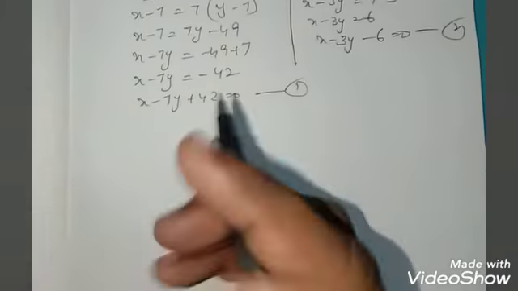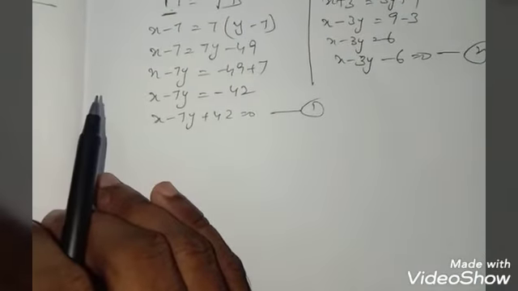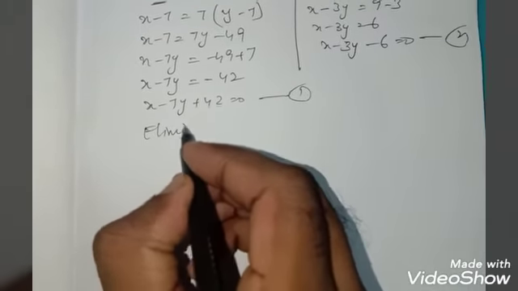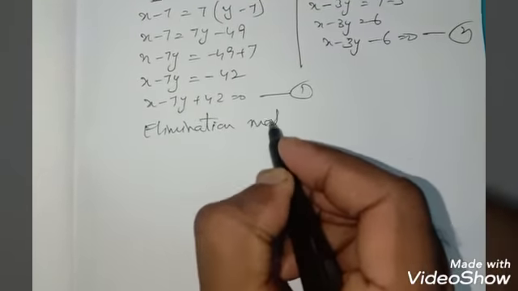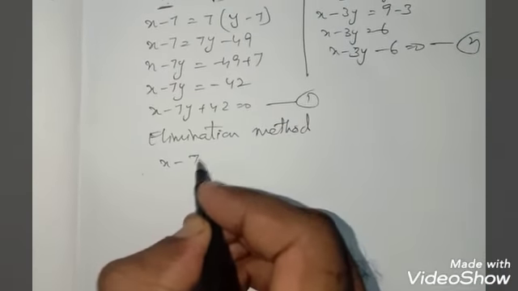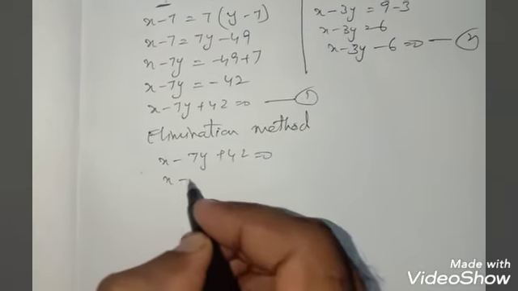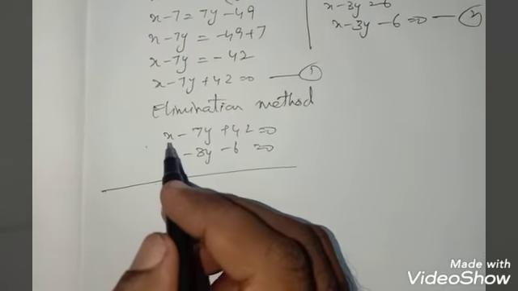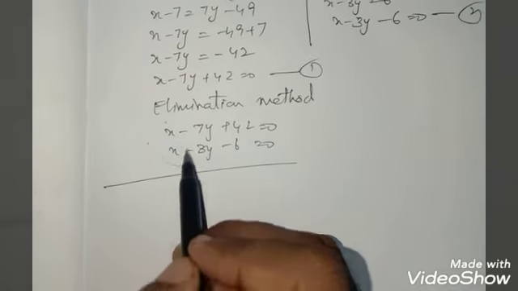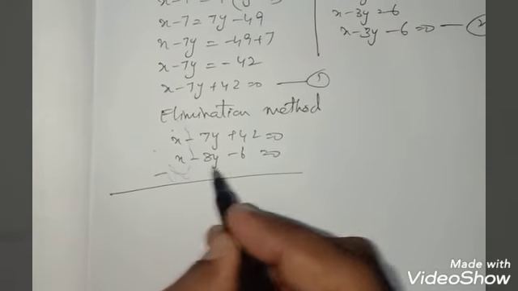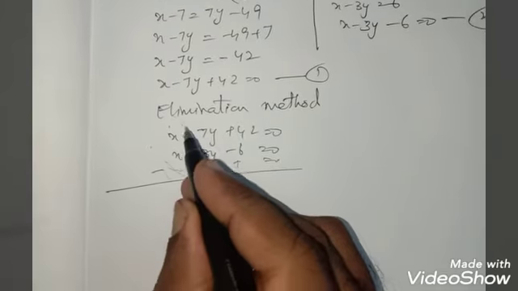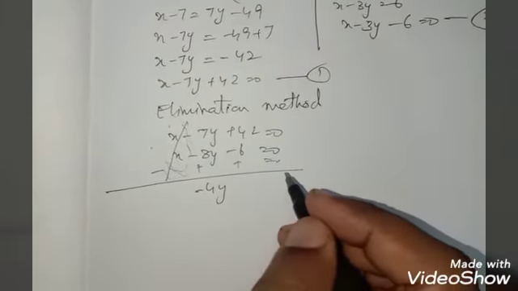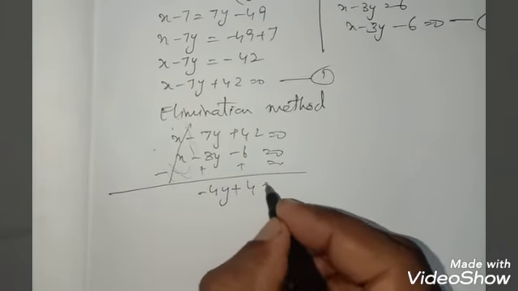Next, solve by any of these methods. You can take either the substitution method or the elimination method, as convenient for you. Here I am taking the elimination method. My first equation is x minus 7y plus 42 is equal to 0, and the second is x minus 3y minus 6 is equal to 0. As per the elimination method, I have to equalize any one of the variables. Here the x variable is already equal, so directly I am subtracting. If I subtract, these two will be cancelled. Here minus 7 plus 3 is minus 4y. Here 42 plus 6 is 48 is equal to 0.